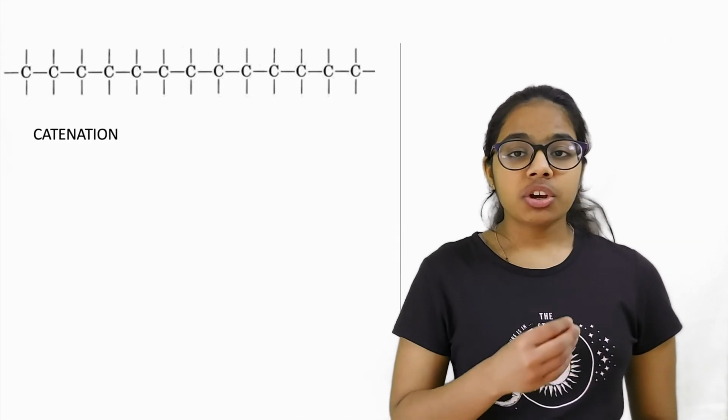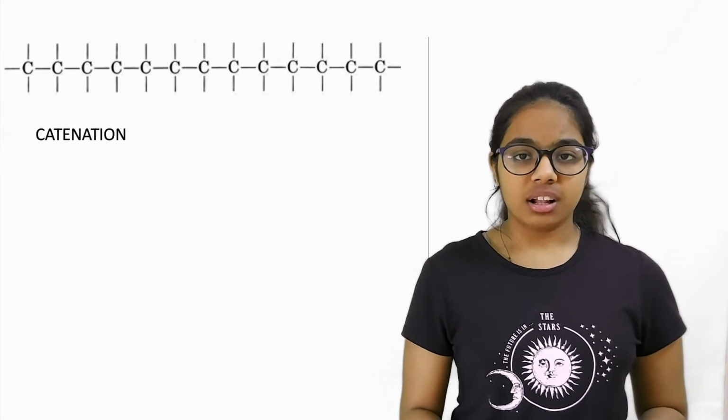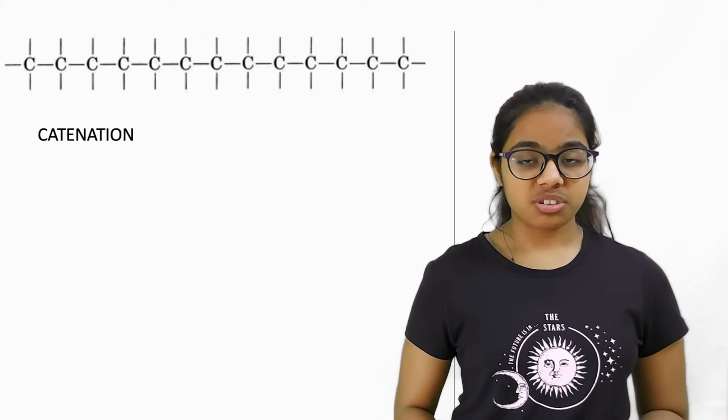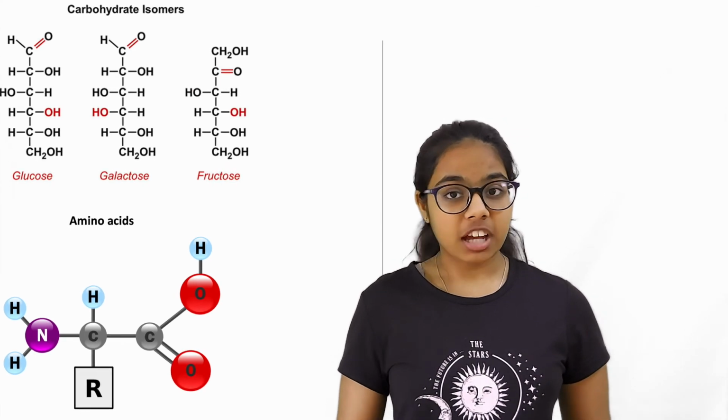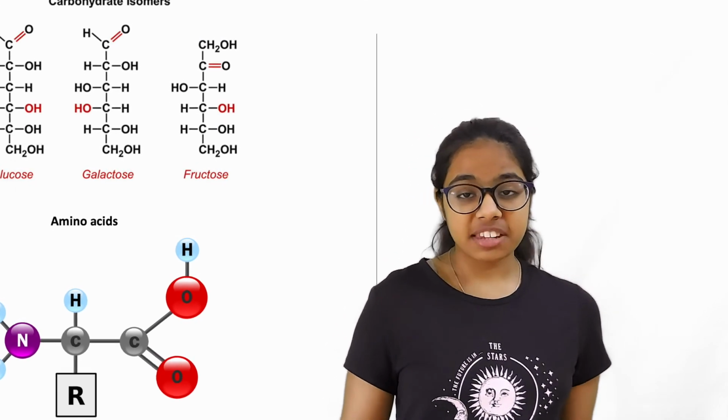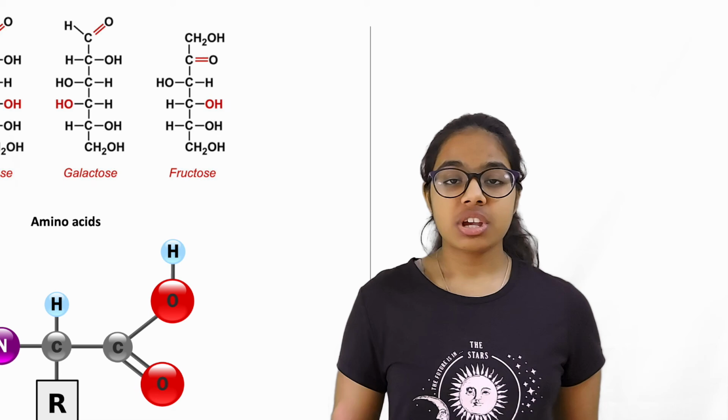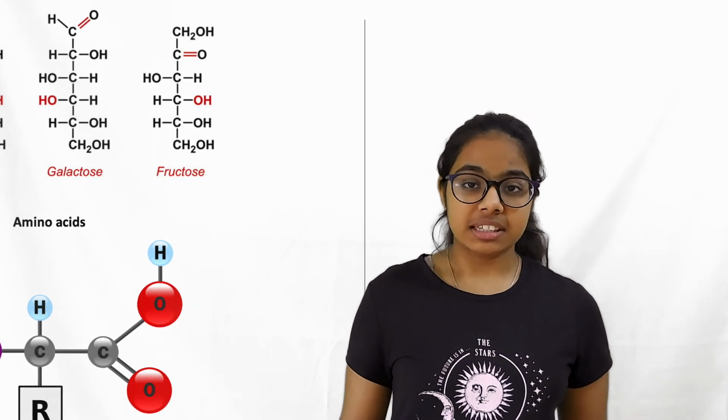In addition, carbon can form bonds by itself. This is known as catenation. You can find these bonds in many forms like carbohydrates, which give us energy, and amino acids, which are a source of protein, and many more.